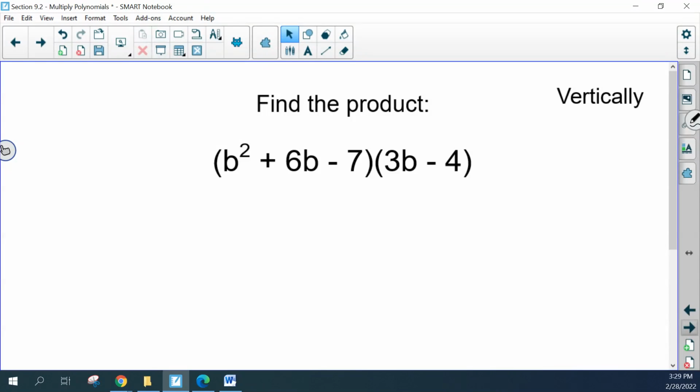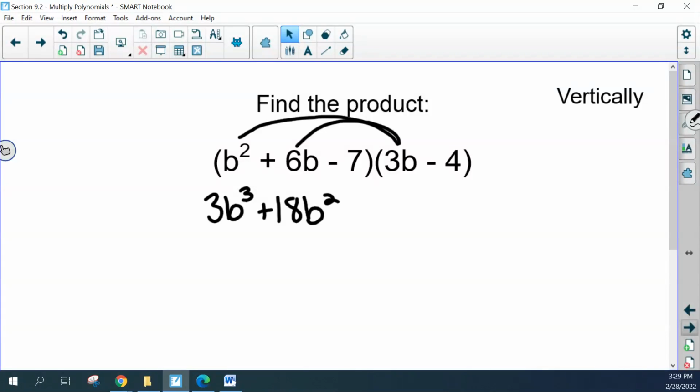And then 2x to the third times 5 would be positive 10x to the third. Okay, so this next problem looks a little more difficult. We have a binomial with two terms times a trinomial with three terms. So we're going to have to basically multiply everything in the trinomial times 3b and then everything in the trinomial times negative 4. So we're going to do 3b first. So 3b times b squared is 3b to the third. And then 3b times 6b is positive 18b squared. 3b times negative 7 is negative 21b.